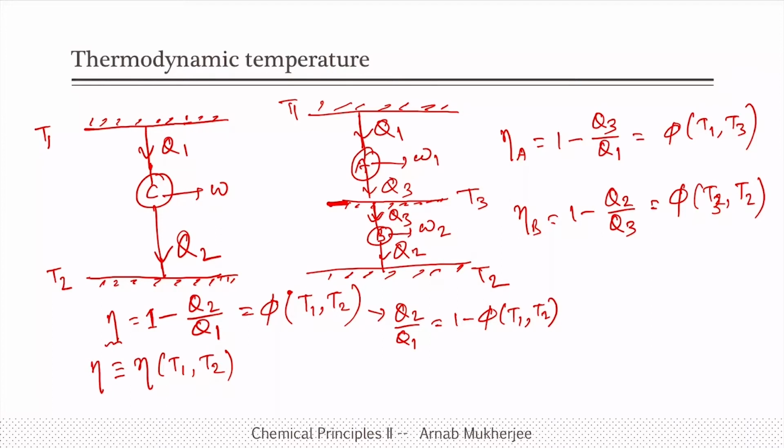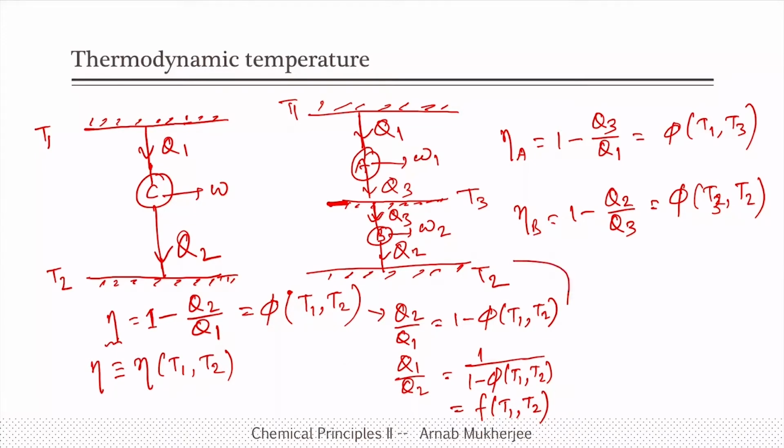We can invert it and write Q1 by Q2. We are inverting just to say that heat input divided by heat output is 1 by 1 minus phi of T1 and T2. It is still a function of T1 and T2, so let us call it f of T1 T2. Finally, for the engine C, we got Q1 by Q2 equal to a function of T1 and T2.